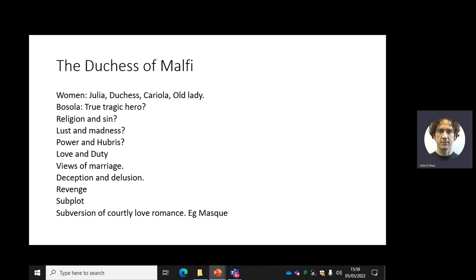Her death is seen as not a fitting death. It seems really cruel, and it's about his abuse of religion. Lust in revenge tragedies always goes with madness, and it's worth maybe considering Ferdinand's perverse and turbulent lust for his sister.